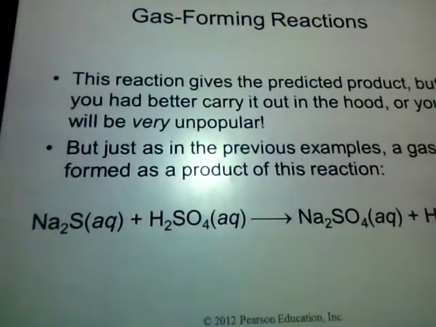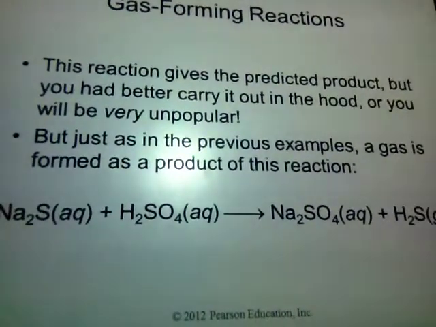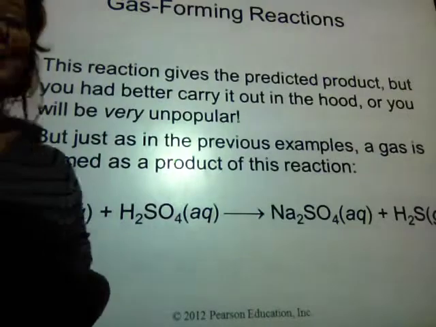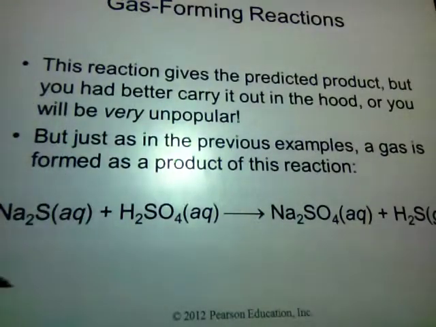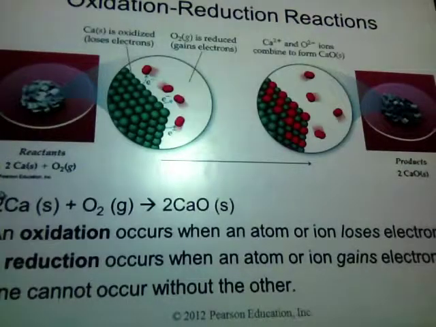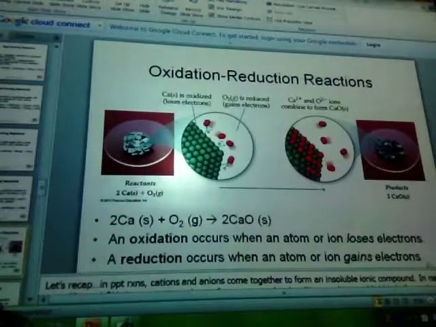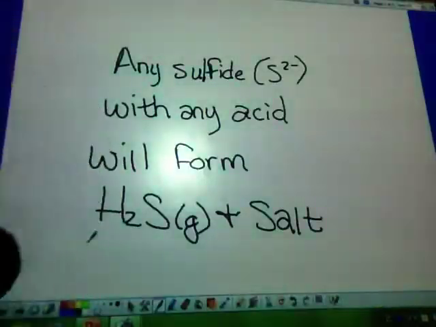Okay, so far we have three types of gas-forming reactions. Any carbonate with acid is going to give us salt, carbon dioxide, and water. Any sulfite with an acid is going to give us salt, sulfur dioxide, and water. Any sulfide with acid is going to give us salt, and then always hydrogen sulfide gas. And the last one, oh, I didn't add it to this slideshow, so I'll just write it down here.